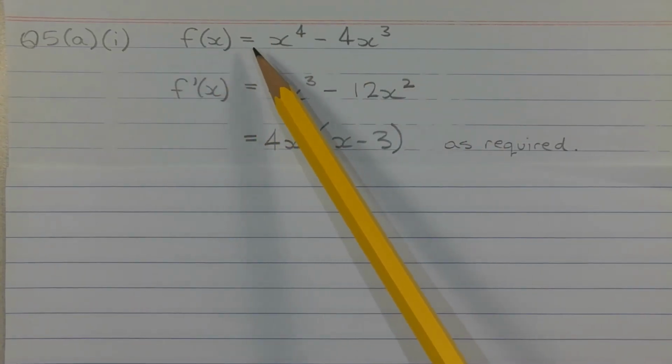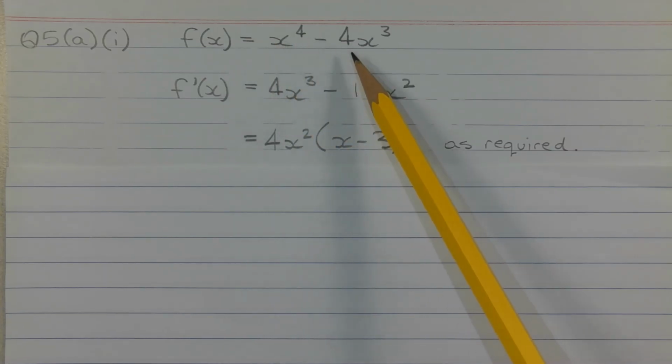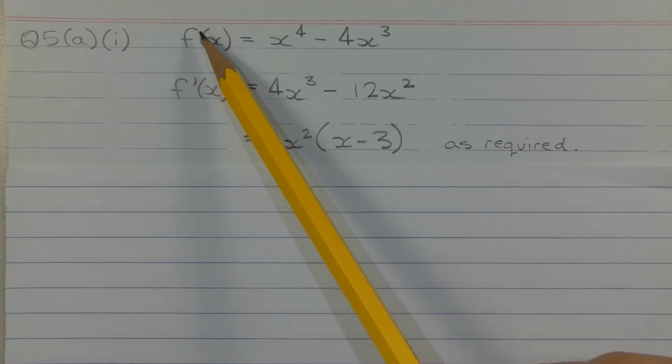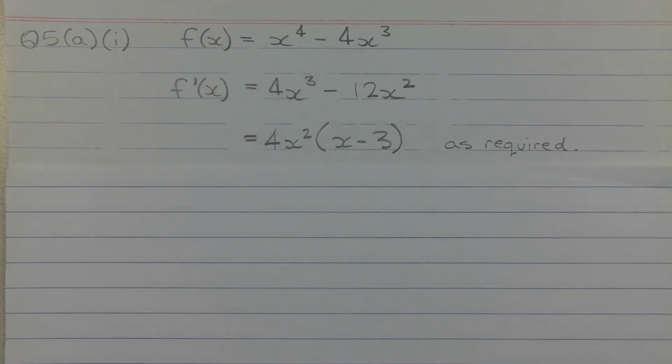Given f of x equals x to the power of 4 minus 4x cubed, f dash of x is found by differentiating f of x with respect to x. So f dash of x is equal to 4x cubed minus 12x squared. Now factorising 4x squared from 4x cubed and negative 12x squared, we get f dash of x is equal to 4x squared times x minus 3 in brackets, as required.